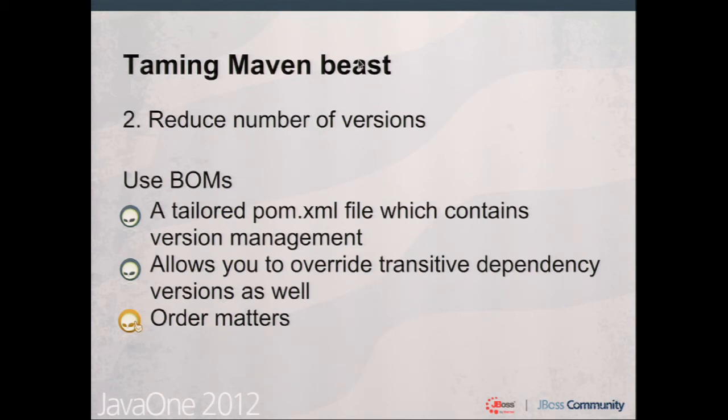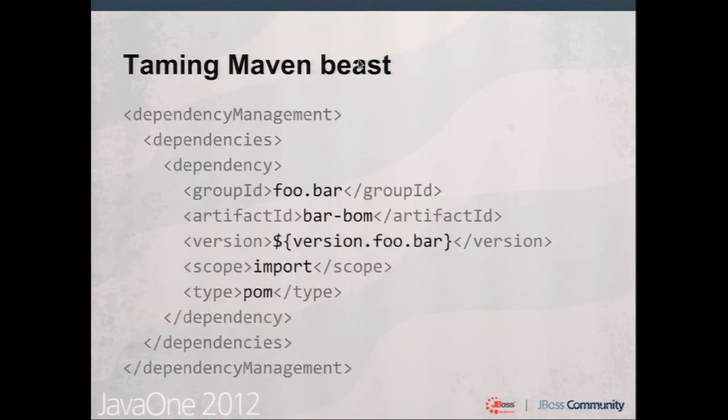One significant note: if you are including BOM files in your project, the order actually matters. The first comes, first wins. So it has some implications to be aware of. This is actually how the dependency management in a BOM file works. In your dependency management section, you include a dependency with scope import. You reference a version from the version property section you specified before, and this will manage the versions for you for free.